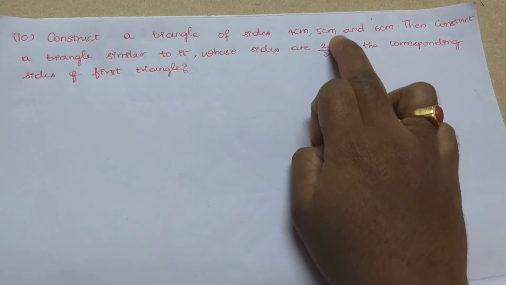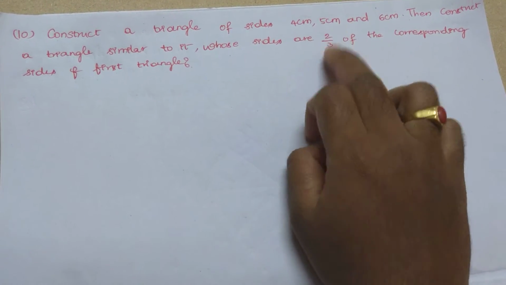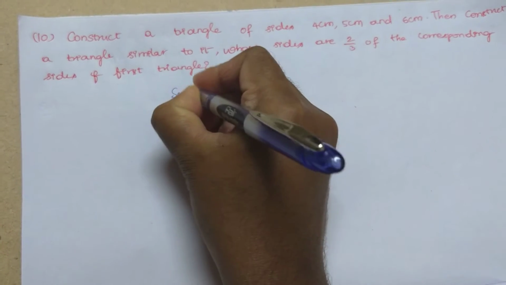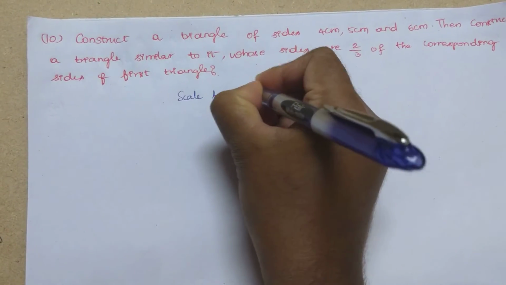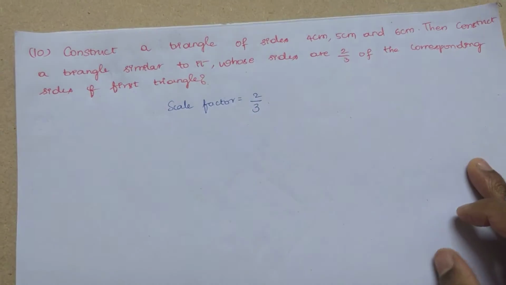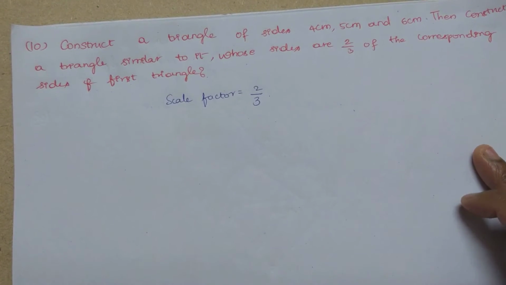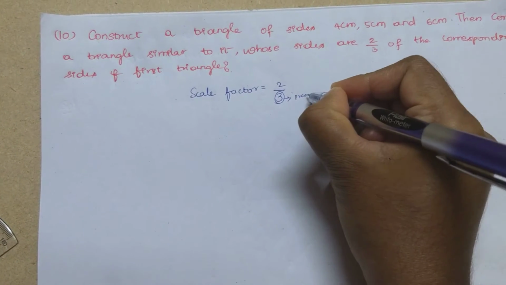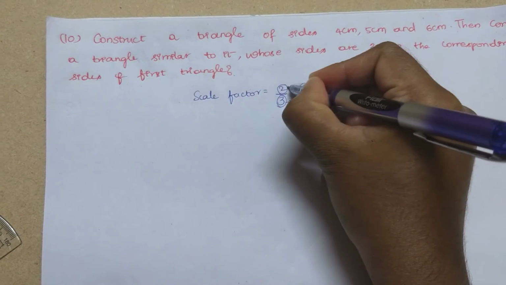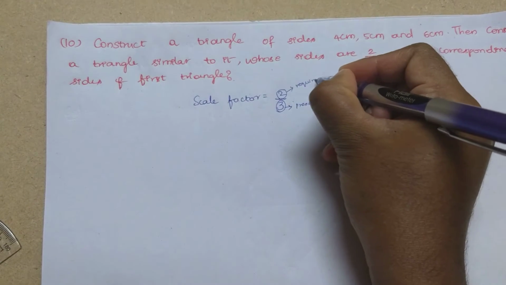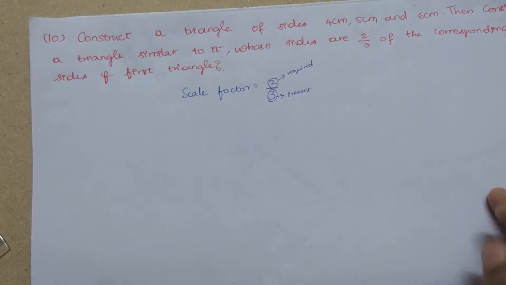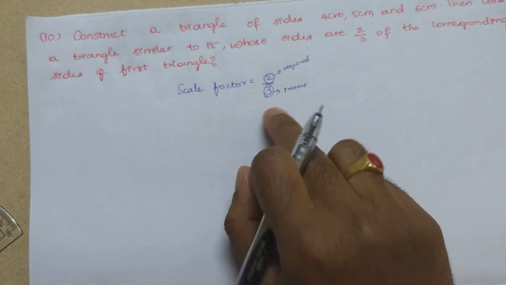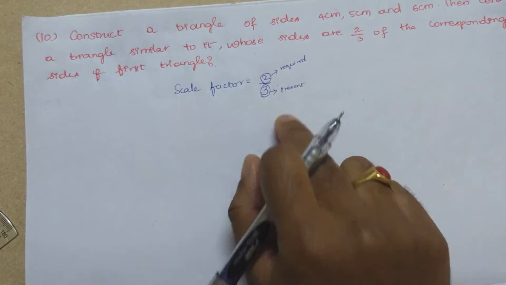After that, they have given the 2 by 3. What does it mean? It is the scale factor. Write the same thing: scale factor equals 2 by 3. As I already explained in the previous question, this denominator value is nothing but the present triangle. The numerator value depicts the triangle that is to be constructed. So here the denominator value means it's of the present triangle.